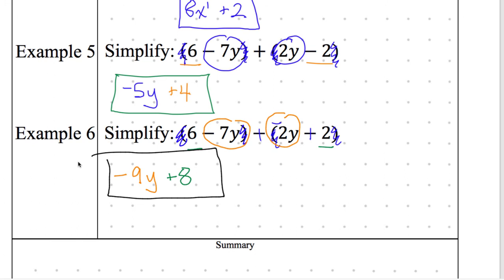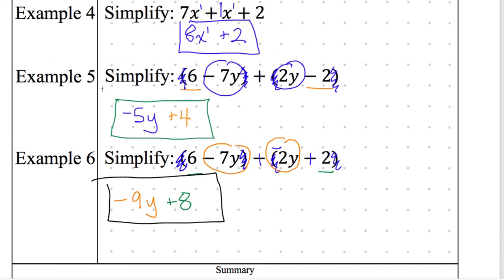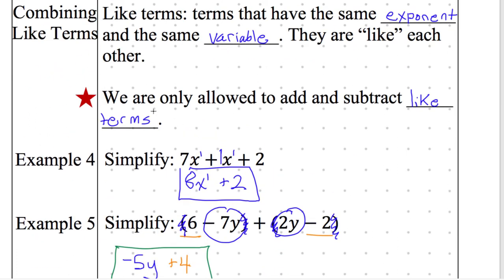Go ahead and write a brief summary, something that has the words like terms. That's the main thing I care about today.